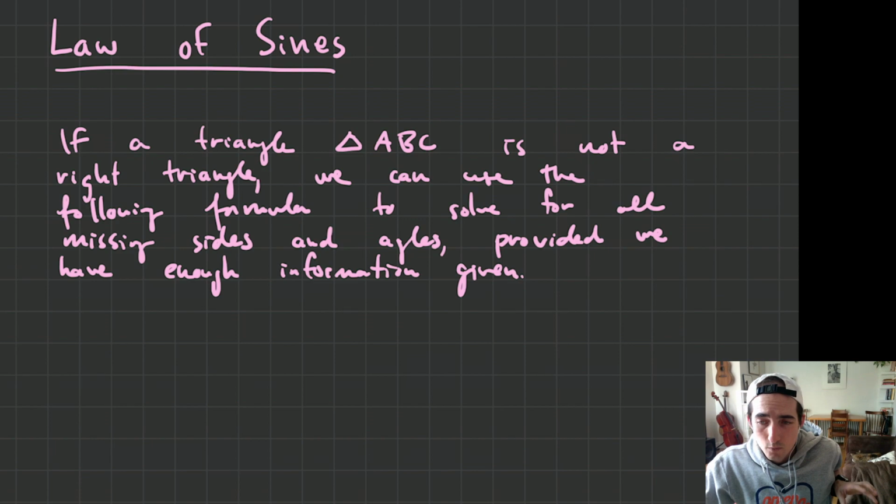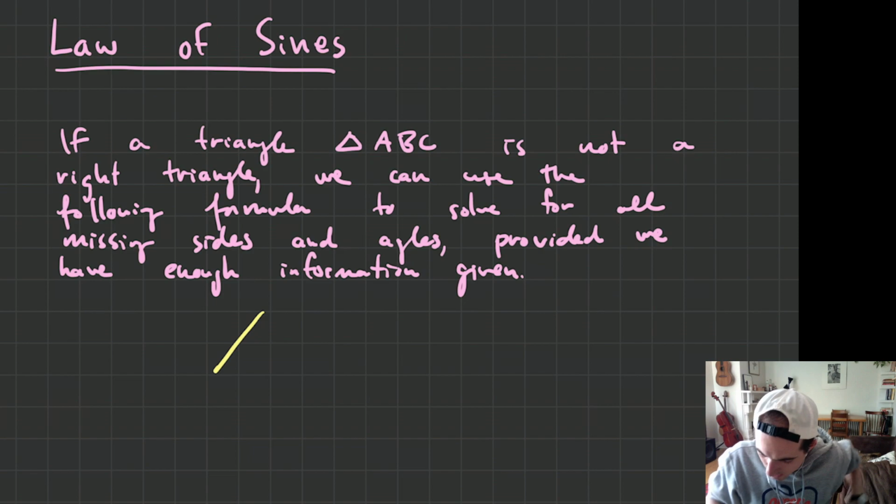So that's the gist of the law of sines. Trigonometry is great when you have a right angle triangle, but not all triangles are right angle triangles, so can we still use sine, cos, and tan? Well, the law of sines says yes, you can use the sine function for triangles that are not right triangles. And you do so using the following formula.